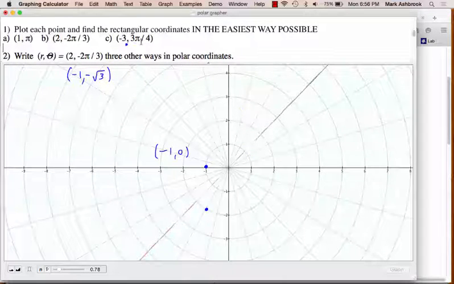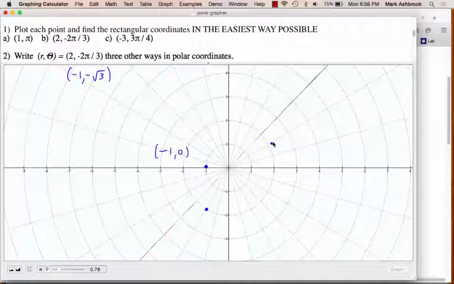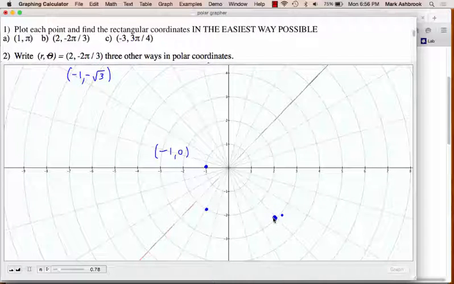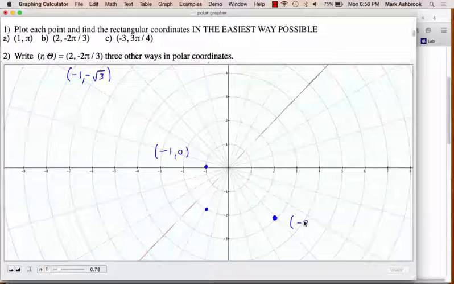Okay, negative 3, 3 pi over 4. What quadrant is that going to be in? 1, 2, 3, or 4? 3 pi over 4 is halfway through the second quadrant, and then negative 3 will put us in the fourth quadrant. We'll go 3. So it'll be right here. That's C. That's negative 3, 3 pi over 4. Questions on locating the points?